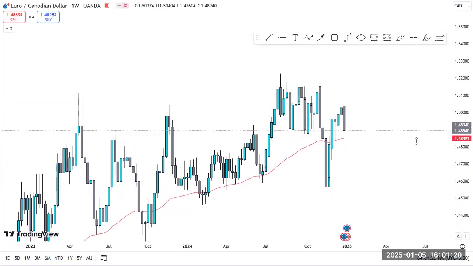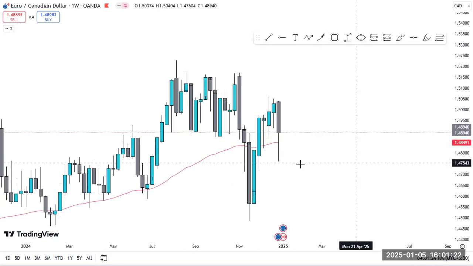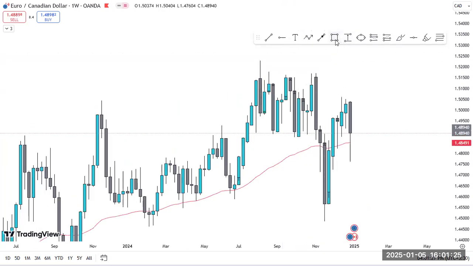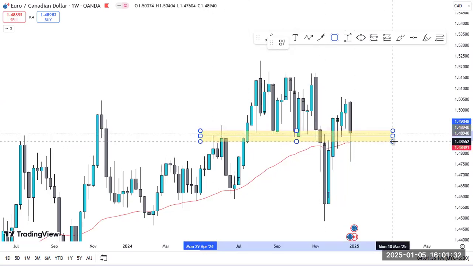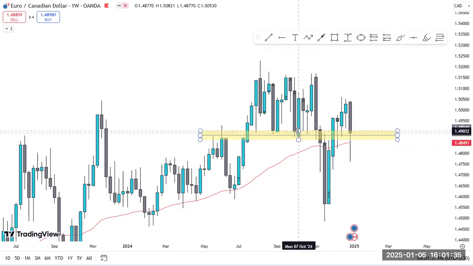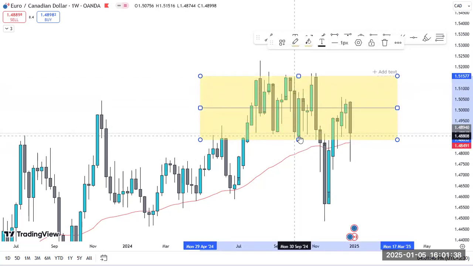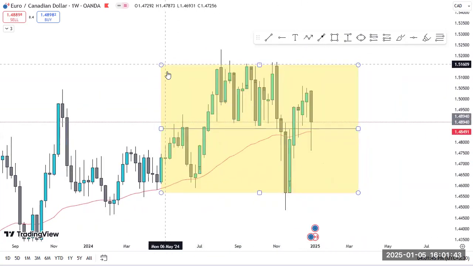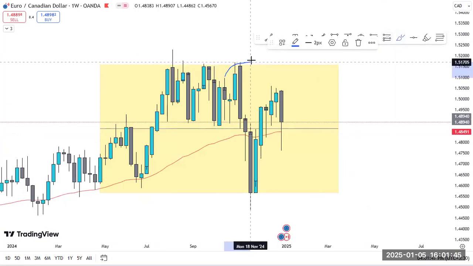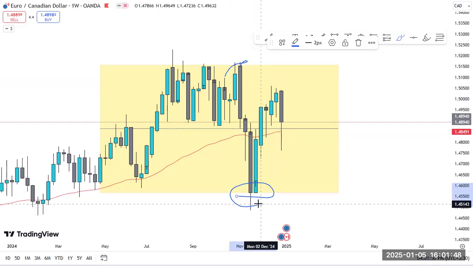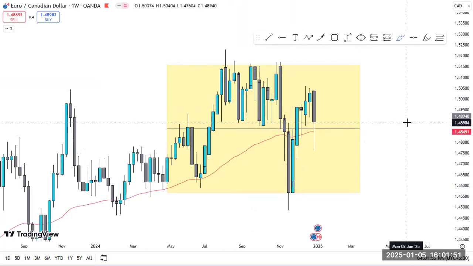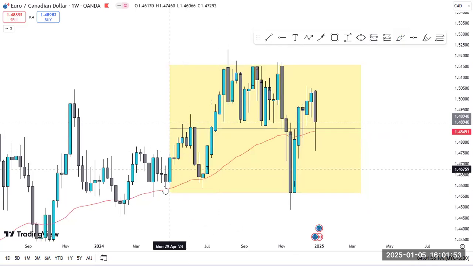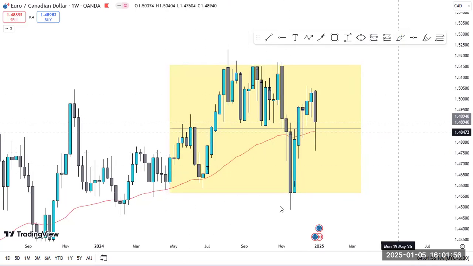So let me first mark the area of interest. Let me show you how to mark an area of interest on weekly. We are right now somewhere around here. We'll draw a zone somewhere like this. This was our lower high, and this is our lower low. Whatever area of interest we are going to find for the sell side is inside this box. So let's check.